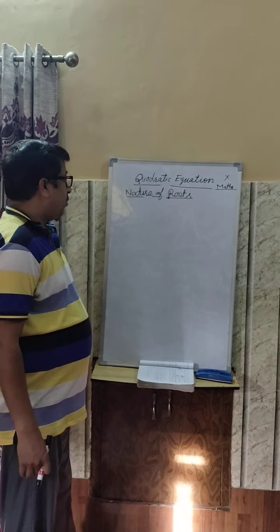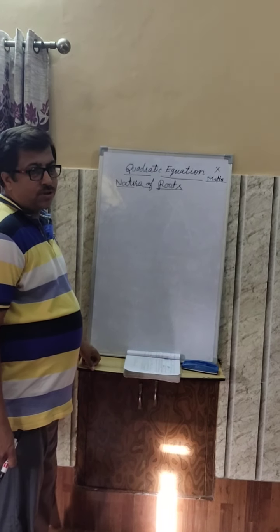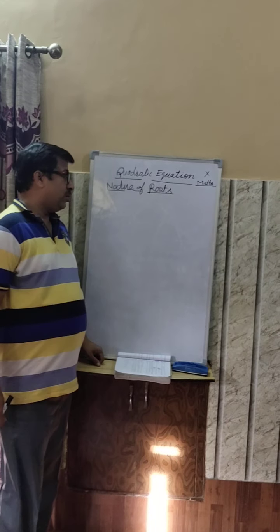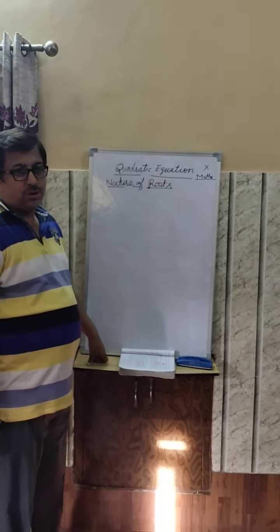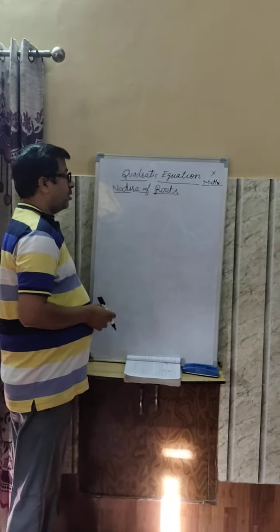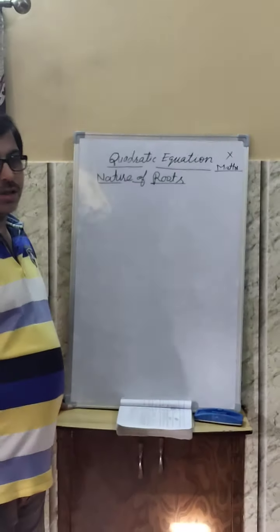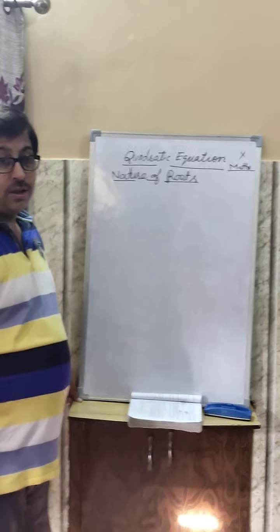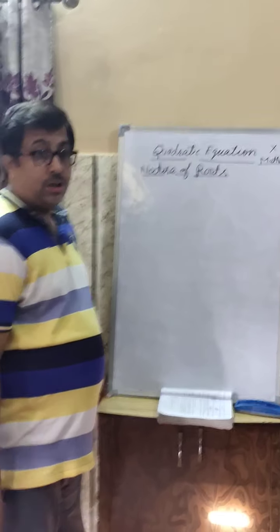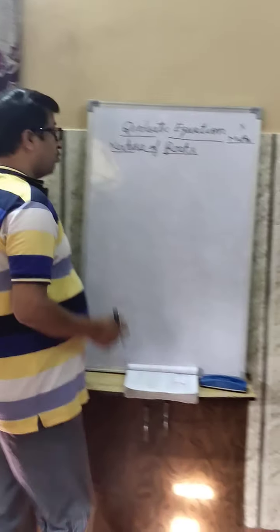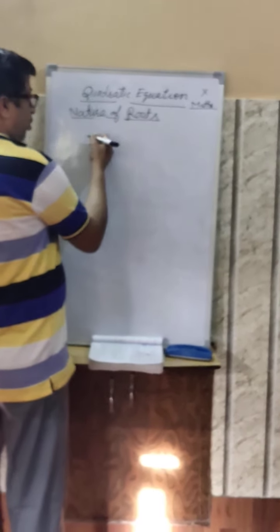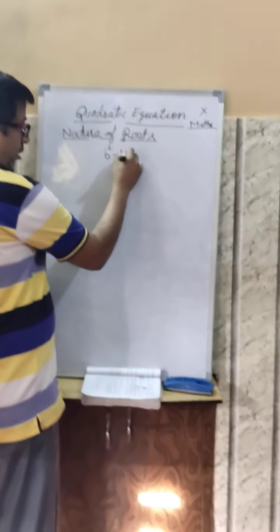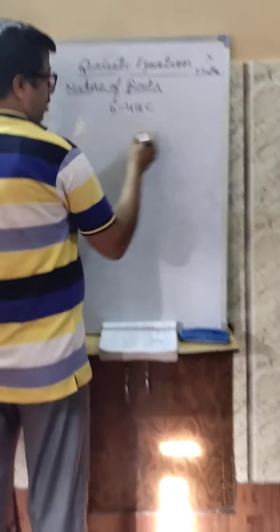Now we are taking quadratic equation chapter 4. Today we will study nature of roots. Without solving the quadratic equation up to last, we can find whether the roots are equal, distinct, or maybe no real roots. So first of all, you find out the relation between a, b, c.